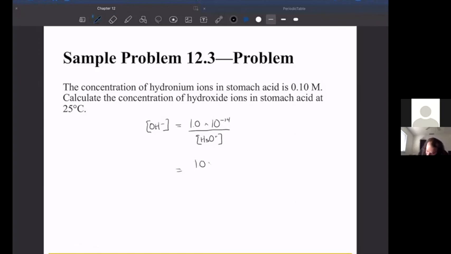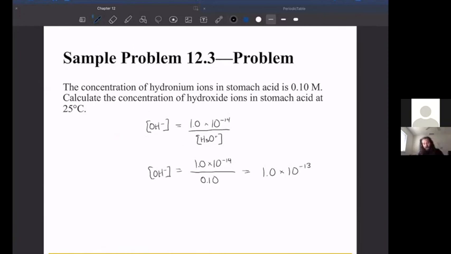So now I can just plug in what was given to me in the problem, which is that the concentration of the hydronium ions is 0.1 molar. Oh, sorry, this would be 10 to the negative 14. I was jumping ahead. Because once I punch that into my calculator, I would see that my answer that I got was 1 times 10 to the negative 13. This is equal to the hydroxide ion concentration in the stomach, right?